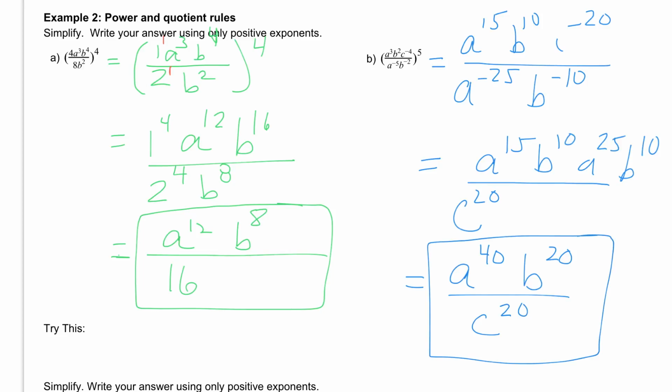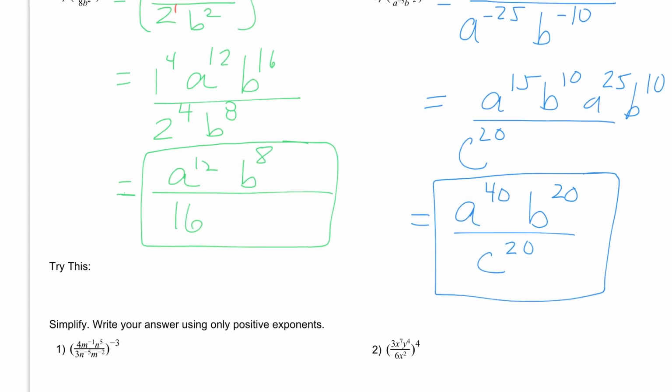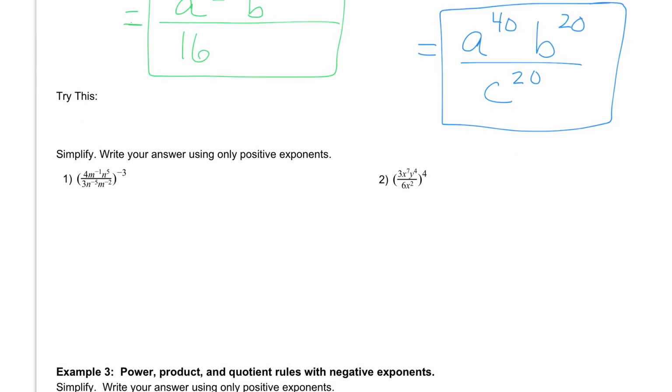If you have any questions, let me know. Otherwise, go ahead and move down to the try this. So you can pause it now, unpause it when you're ready to check your answers.